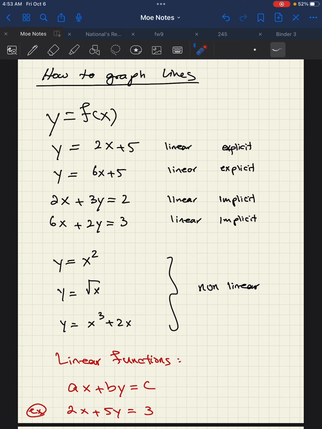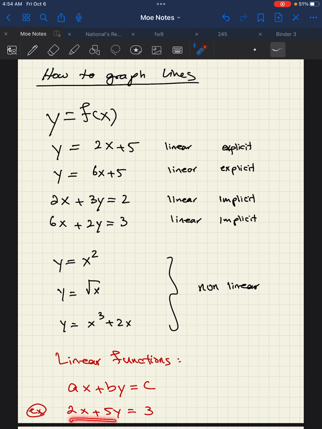So if a function has any kind of weird exponents like x squared or x cubed or root x, it makes it non-linear because it's going to become a curve, Baba. It's going to be curvy. But if it's linear, then the exponents are just single exponents, just x and y. So I have a linear function definition, which is the implicit form. Implicit means you kind of combine them like this. Explicit means y equals that. So the definition is ax plus by equals c.